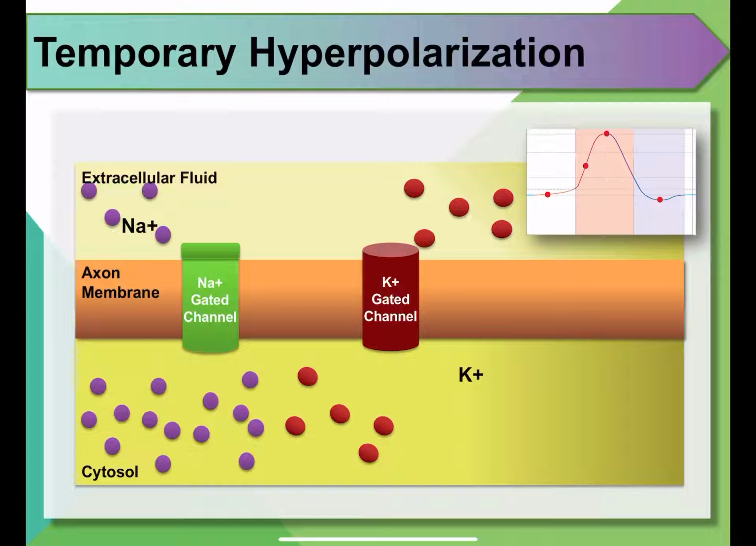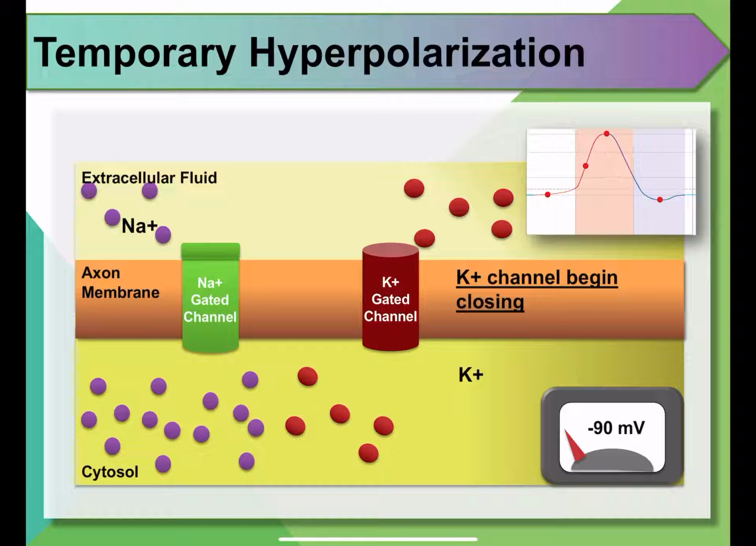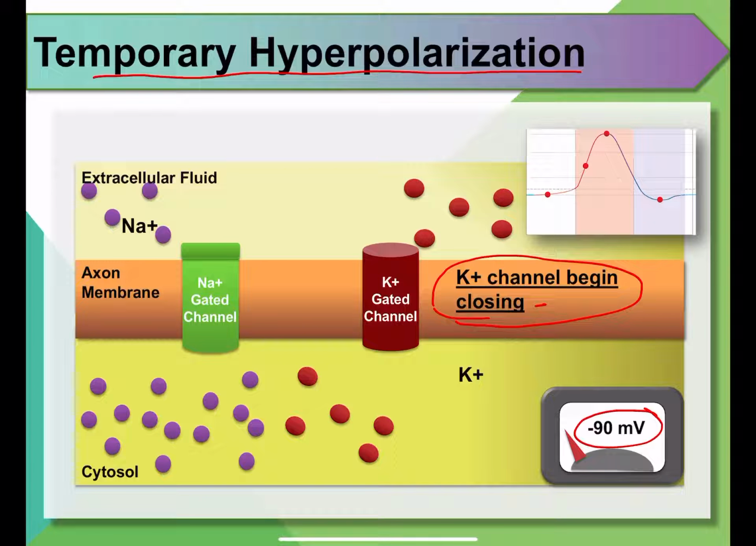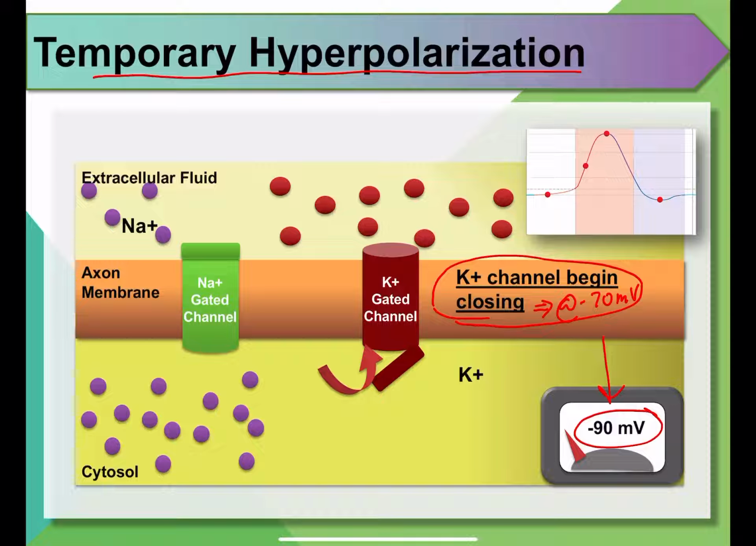Then we will get to negative 70 and even past negative 70 to negative 90 in this temporary hyperpolarization state, because your potassium channel needs time to close. It just begins closing at negative 70 millivolts. So by the time it's all closed, it has already overshot in terms of membrane potential to get to that negative 90. And we're at this point in the action potential graph.